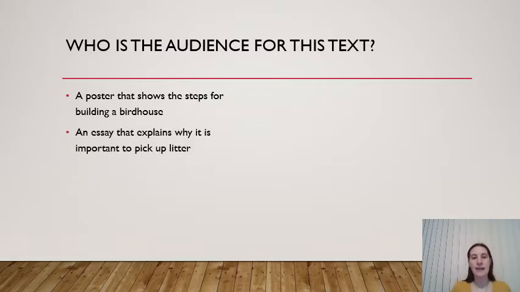What about an essay that explains why it's important to pick up litter? Who might be the audience for an essay that explains why it's important to pick up litter?